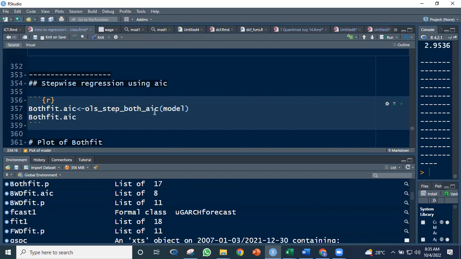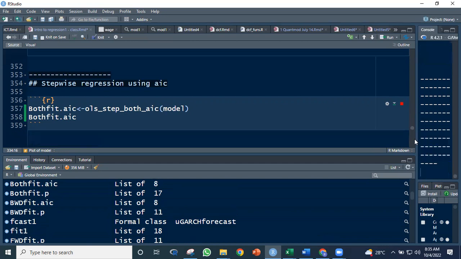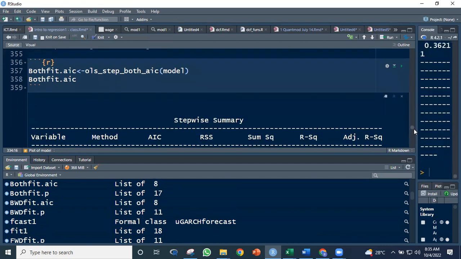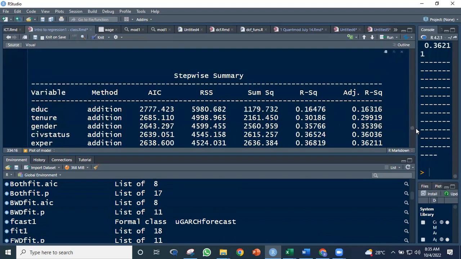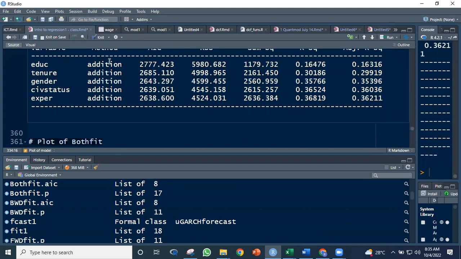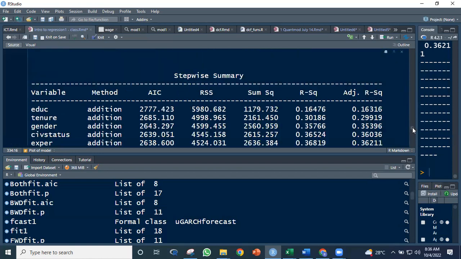Okay, this time this is the AIC method. So let's run this. So itong both. Okay, ganoon din. Nagsimula, no? Education, in-add. Tapos in-add si tenure, in-add si gender, in-add si civil status, in-add si experience. Okay? And it gives us the lowest AIC, 2638. Although ito experience, no, hindi na siya statistically significant. But since we're using AIC, pinasok pa rin natin siya.